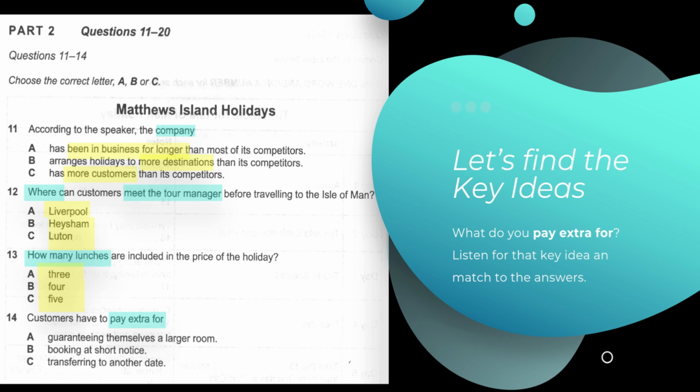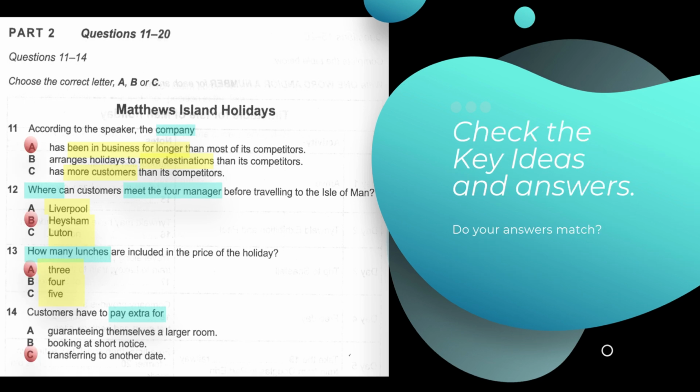Customers have to pay extra for. Pay extra. That's an idea, right? We have to listen for this idea. What do they pay extra for? Now, here are the answers. They all kind of match, right? This is what we have to pay for. This is what we have to listen for. These key ideas, they really help us out when we're trying to eliminate the wrong answers and choose the correct one.